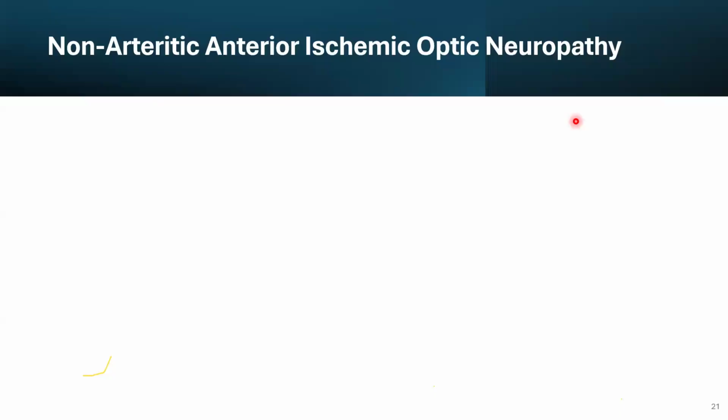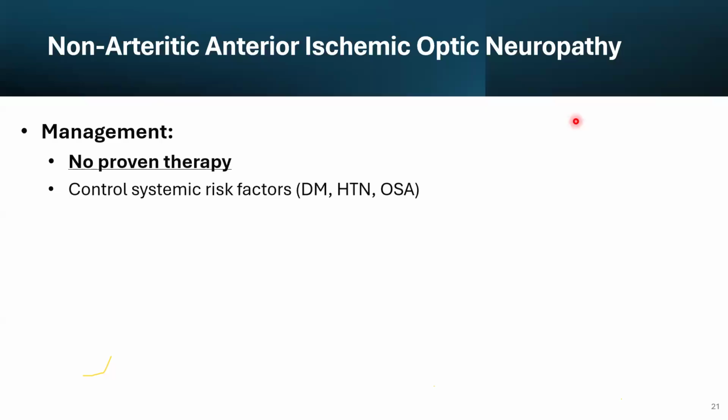Now, let's move to the most common one, non-arthritic anterior ischemic optic neuropathy. Unfortunately, there is no proven therapy, and you need to control the systemic risk factors: diabetes, hypertension, obstructive sleep apnea. If the patient has snoring or gasping for air at night, you have to refer them for a sleep study and treat the obstructive sleep apnea by CPAP or treat the cause of sleep apnea.